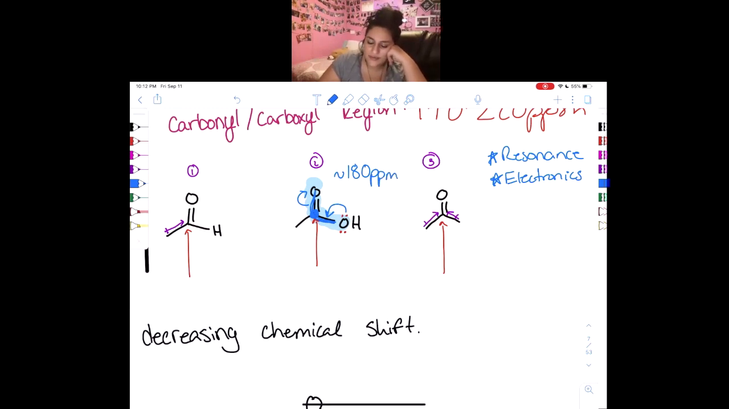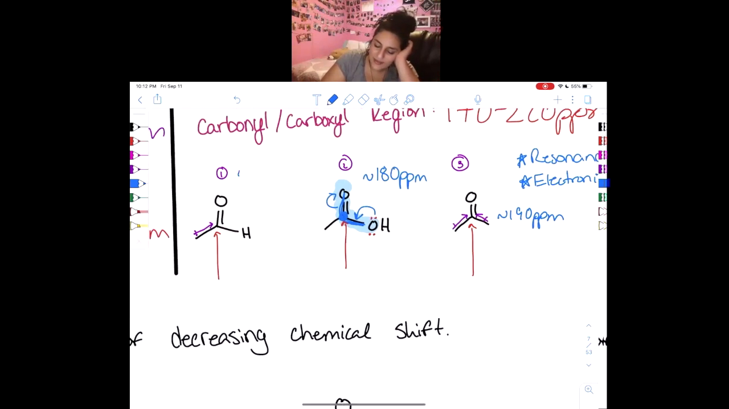Next, we already discussed between 1 and 3. 3 is going to be more shielded because it has 2 donating groups, and it's donating by electronic effects, and it's going to be approximately 190. And last but certainly not least, we have the aldehyde. The aldehyde is going to be the most de-shielded, so it's going to be the highest number. It is 220 ppm.